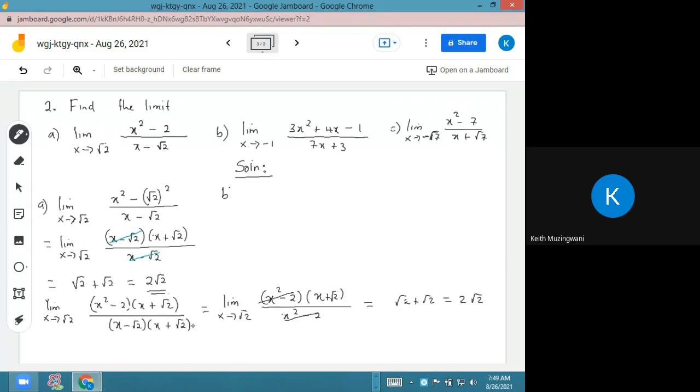Okay, let's go to B. B, the limit as x goes to -1 of 3x squared plus 4x minus 1 over 7x plus 3. Let's substitute -1 and see if we have issues. This is giving us 3 minus 4 minus 1 over -7 plus 3, which is -5 plus 3, -2 over -4, which is equal to 1 over 2.